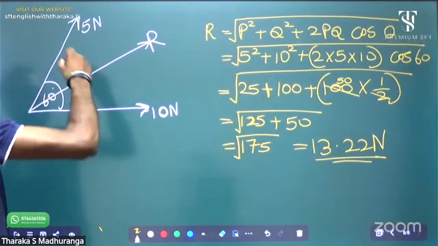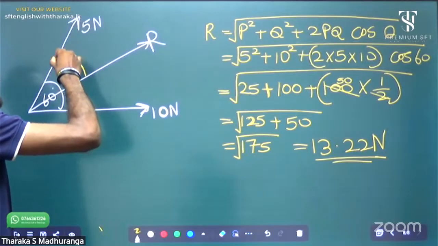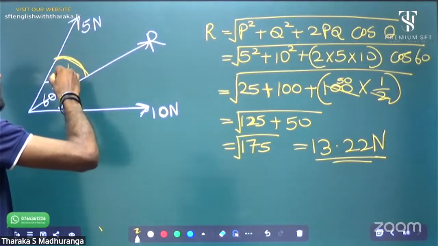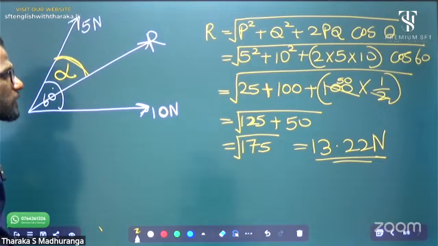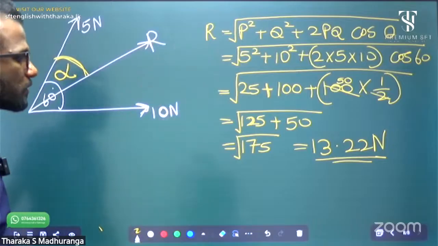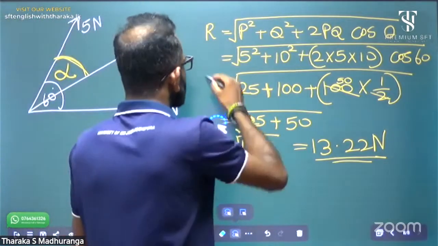Now can we calculate this angle? Any angle you can calculate. Okay, let's find this alpha. Let's calculate. Can I erase this? No, I'll zoom out.